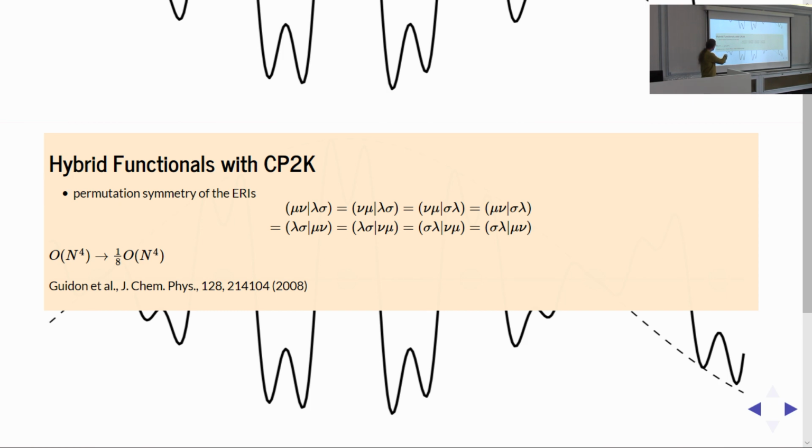There's some basic ones. They have permutation symmetry. These interactions don't depend on the ordering of which basis functions are which. It just doesn't affect things. So you can get rid of an eighth of the calculations as long as you just order things when you're doing the calculations.